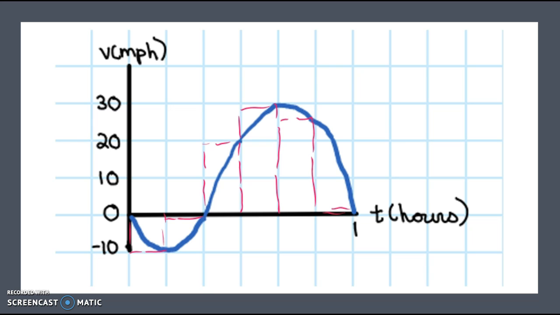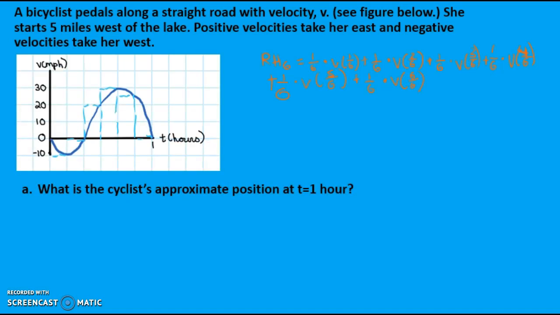Okay, so now that we have the graph marked as it needs to be, we can go ahead and start writing out the equation that we're going to be using to answer the question. I started off by writing the equation for the Riemann sum here at the top. We know that the width of each of these rectangles is going to be 1/6 of an hour. So I wrote here 1/6, which is the width, times v of 1/6, which is going to be the height.